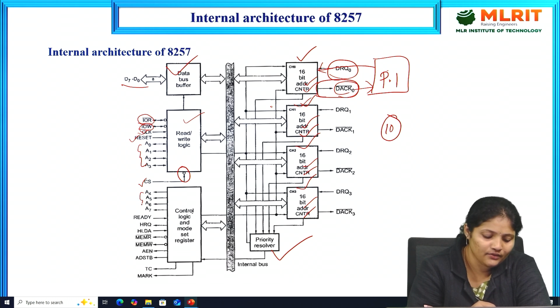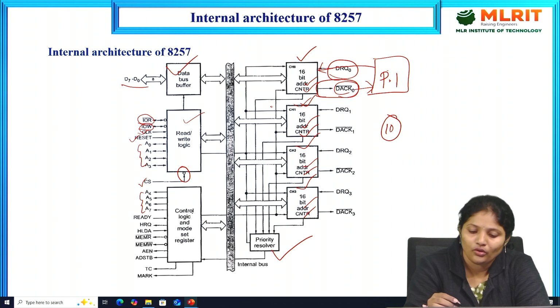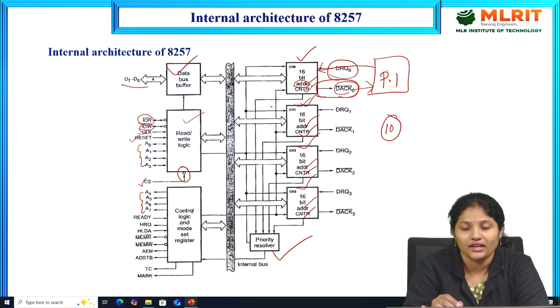Coming to the other one, to access whether to write the data or read the data from a particular address location: if I want to access the data using channel 0, where would I find the address of that particular memory? As I already told you, the 16-bit address register in this particular channel will hold the starting address of the memory block which the peripheral device needs to access.